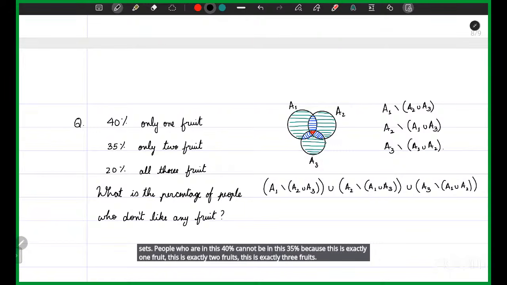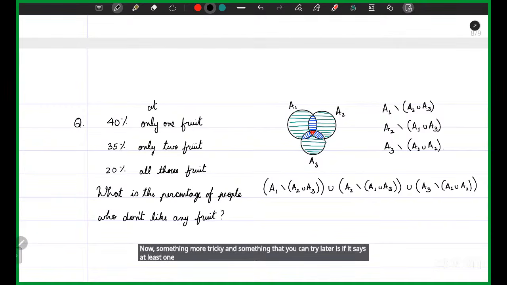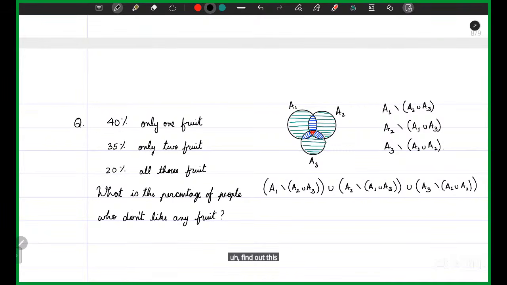Now, something more tricky and something that you can try later is if it says at least one fruit over here, at least two fruits, then you would have some intersections and you'll have to find out the exact percentages and then solve the problem.